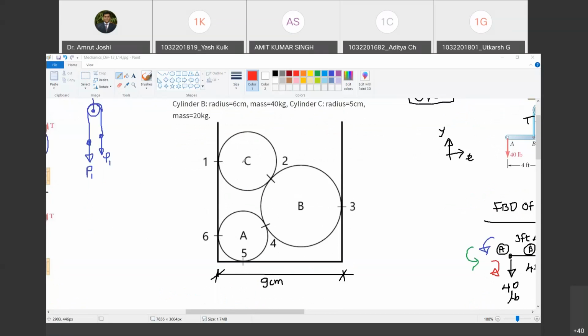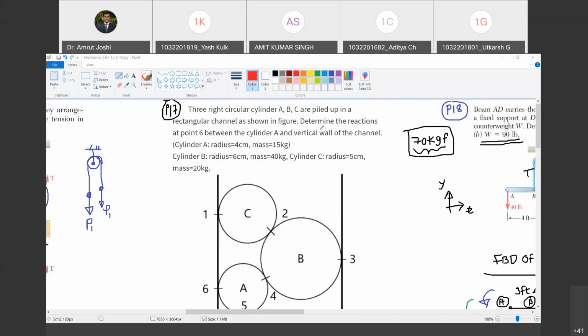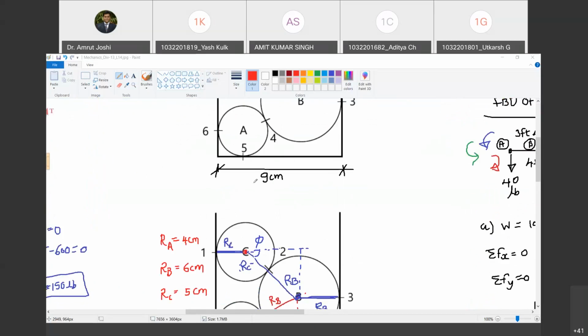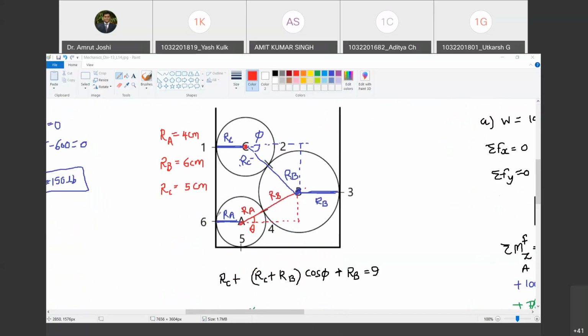Even though the problem asks us to find the reaction only at point number 6, we are going to find all the reactions. Are you with me? Yes. Now, how should we tackle such kinds of problems? The first thing we are going to do is look at the geometry of the problem. Look here. Are you able to see this figure?